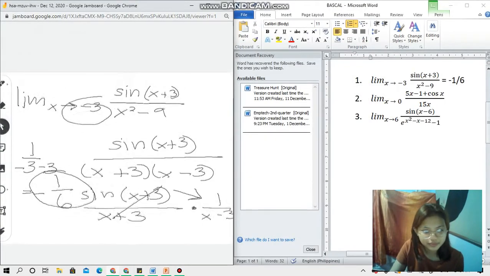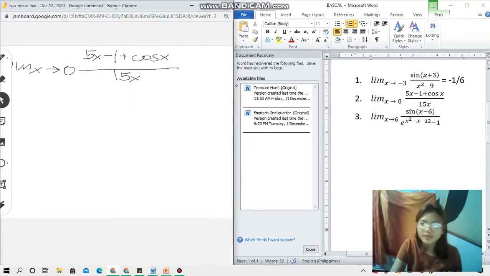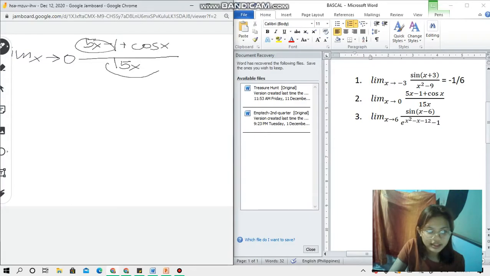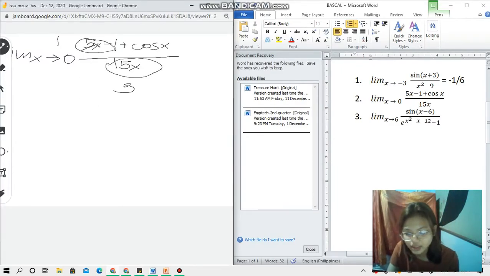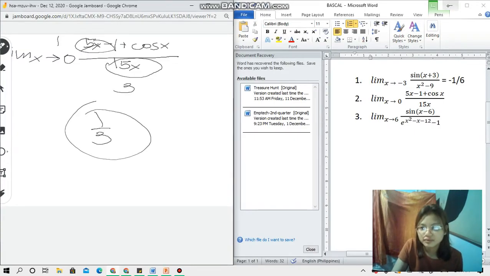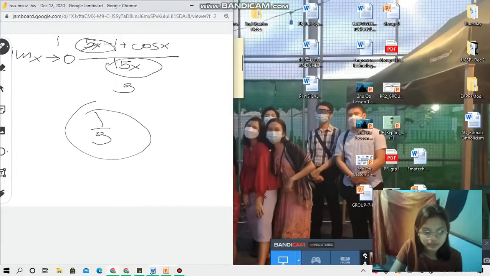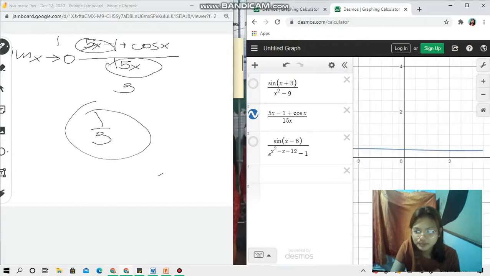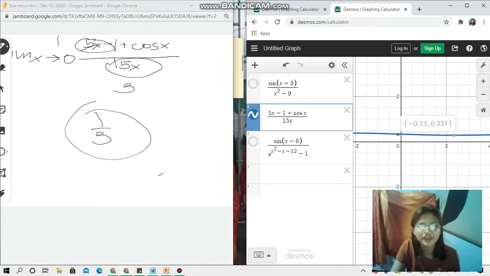So for the second example, we can see that the 5 and the 15 can be cancelled, so this 1, this will be 2. So we can immediately conclude that. In this limit, we can see that x is approaching 0, so we can use the formula from a while ago. So here we can conclude right away that this is 1/3. So let's check it on decimal. So approaching 0, it's over here, so it's also right.